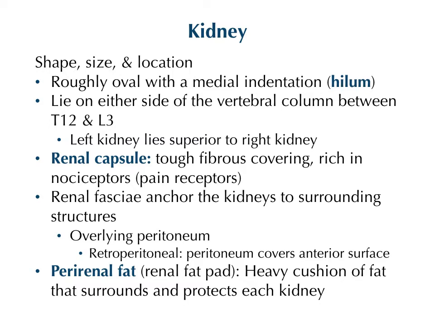Each kidney has a tough, fibrous covering that is adherent to it. This is the renal capsule, and it is rich in pain receptors, which are called nociceptors. As well, there is renal fascia that anchors the kidney to its surrounding structures.